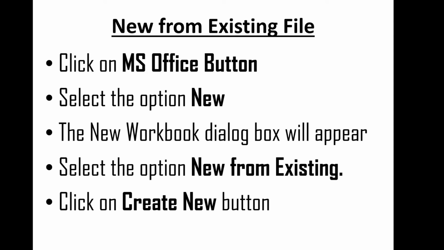New from existing file. In Excel 2007, it is easy to use the previous workbook styles and calculations for the new workbook. To do so, click the MS Office button. Select the option New. The New Workbook dialog box will appear. Select the option New from Existing. The New from Existing Workbook dialog box appears. Choose the file and click on the Create New button. The keyboard shortcut for creating a new workbook is Ctrl+N.